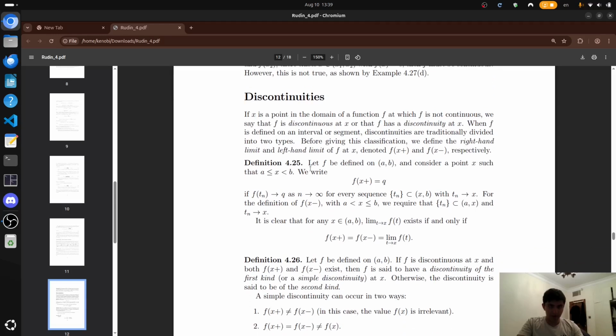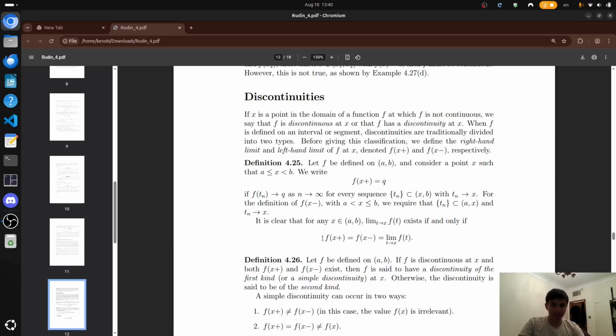Okay, now we have discontinuities. If x is a point in the domain of a function f at which f is not continuous, we say that f is discontinuous at x, or f has a discontinuity. And we have two classifications, the right hand limit and the left hand limit. Basically, how we describe it is that we take all the sequences coming from the left and from the right that converge to the specific point Q. That's how we talk about left and right hand limits.